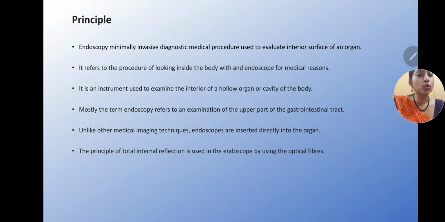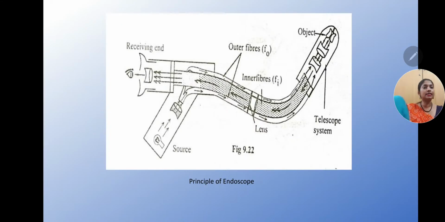The principle of total internal reflection is used in the endoscope by using optical fibers. Here in this image you can very clearly see that this cable is the endoscopy cable. There are two ends for it. One is the receiving end, the other one is the illuminating end. From the illuminating end the light enters. You can follow the arrows. So the light is entering until the object, and then it is being reflected back, hitting back and again entering via the inner optical fibers.